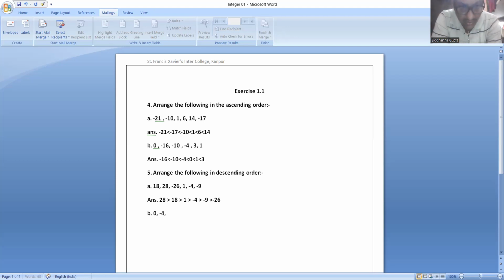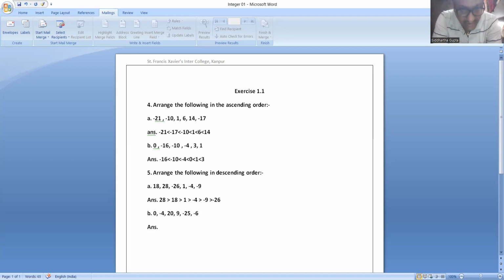The numbers are 0, minus 4, 29, minus 25, minus 6. 1, 2, 3, 4, 5. There are 6 numbers. So what is the greatest number in between the numbers? You know that we have 2 positive, 3 negative and 1 zero.